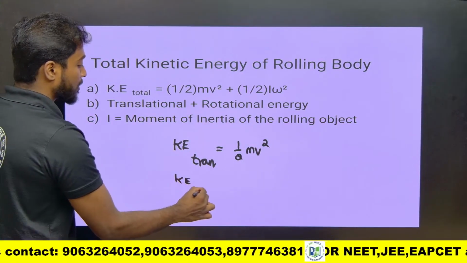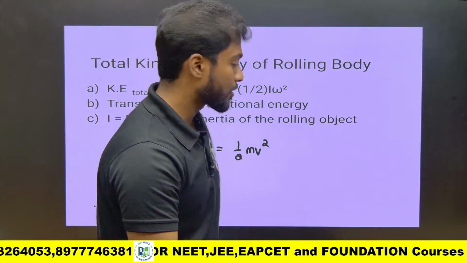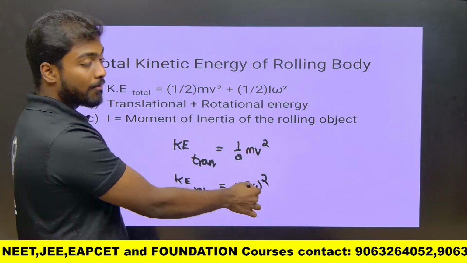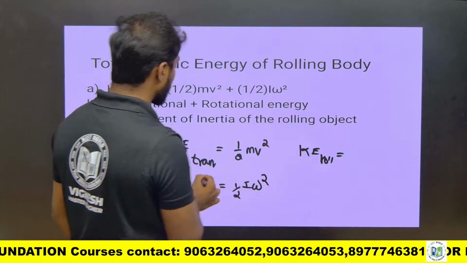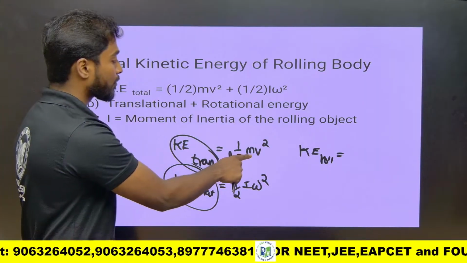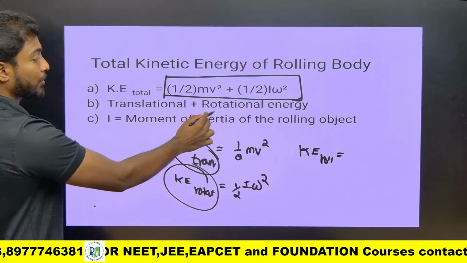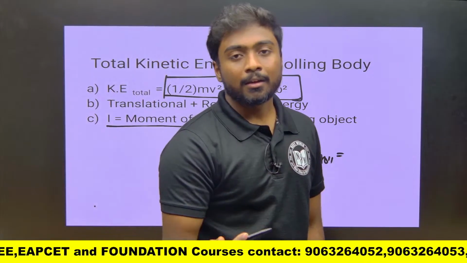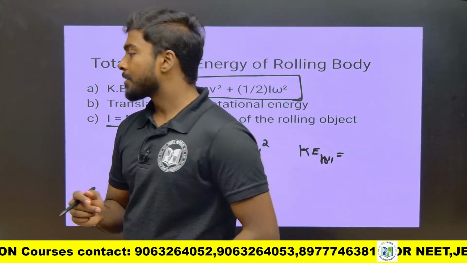Kinetic energy of rotation, rotation is separate, rolling is separate, is equal to half I omega square, where I replace m with I, v with omega. So kinetic energy of rolling is the sum of both, translation plus rotation: half mv square plus half I omega square. That's the formula they have given here. I is the moment of inertia of the given object. If we consider a ring, the moment of inertia will be different. If you consider a disk, it will be different.